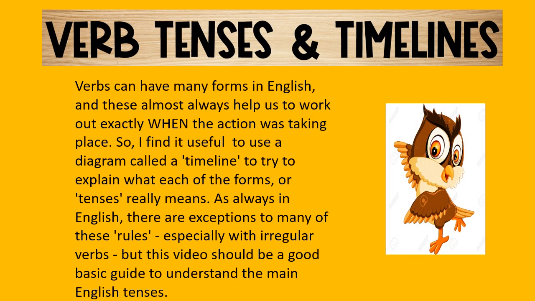Verbs can have many forms in English, and these almost always help us to work out exactly when the action was taking place. So, I find it useful to use a diagram called a timeline to try to explain what each of the forms or tenses really mean. As always in English, there are exceptions to many of these rules, especially with irregular verbs. But this video should be a good basic guide to understand the main English tenses.